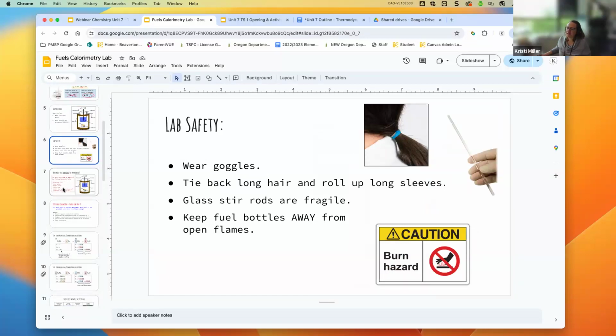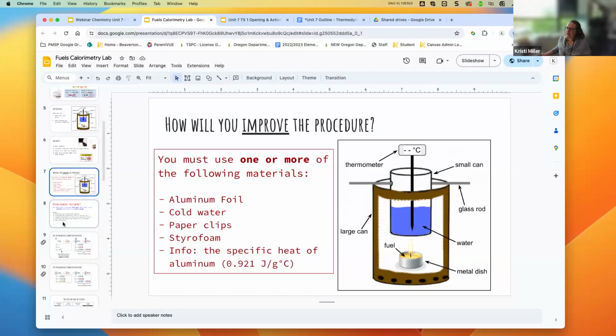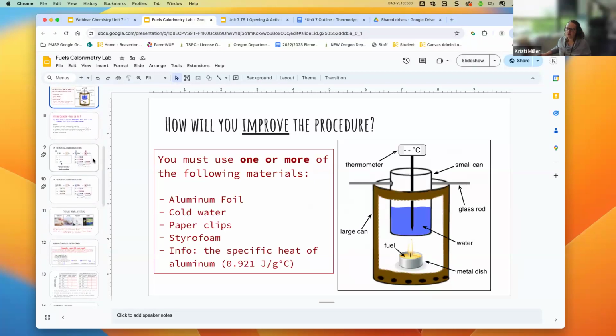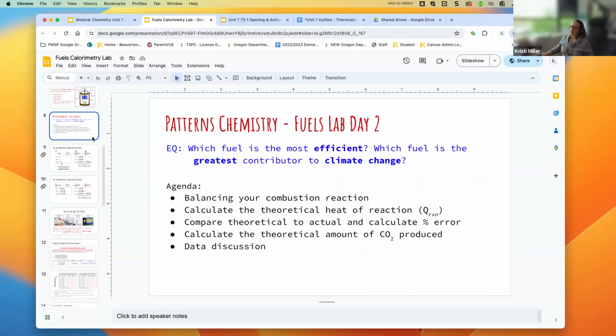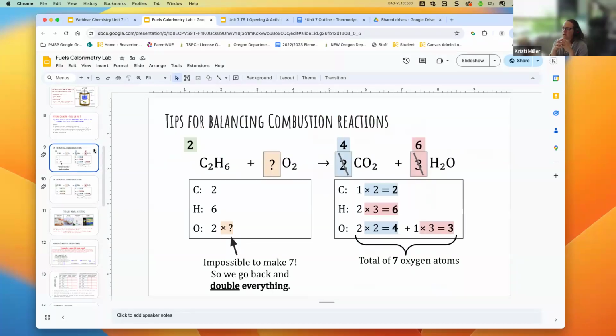Thinking about lab safety, I love this slide. And then kind of going through the process of what are the pieces involved. And that is kind of day 1. It takes us all the way through day 1. And then as we go into day 2, this is where we start to do some new information that we haven't done yet in the unit.